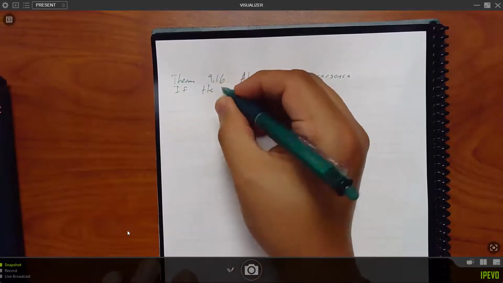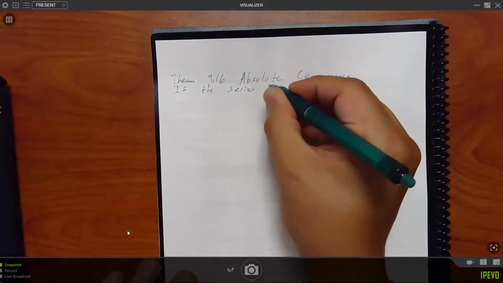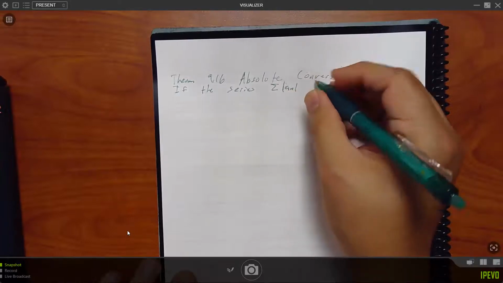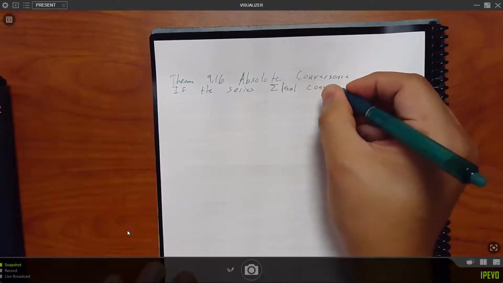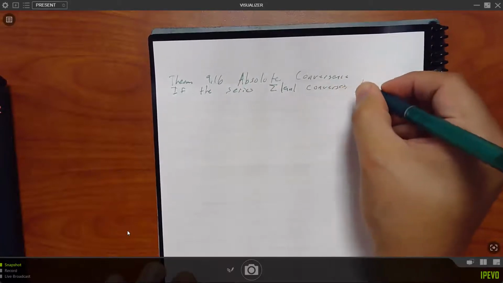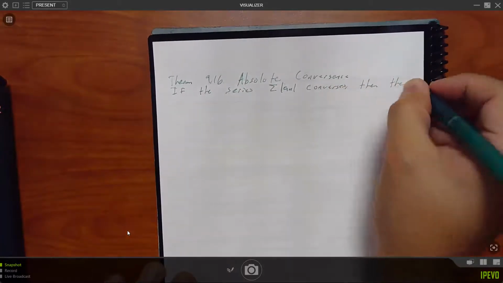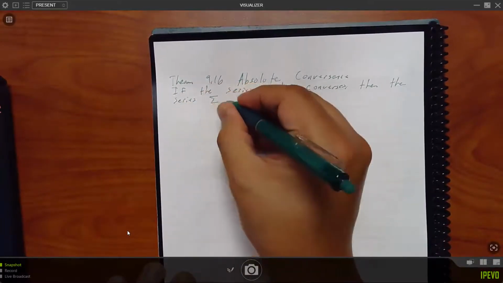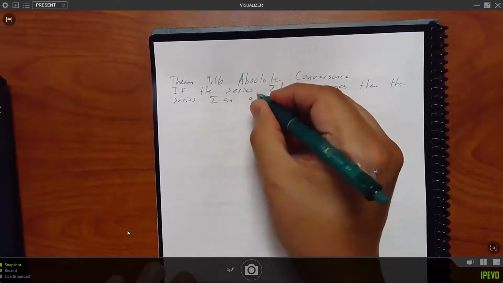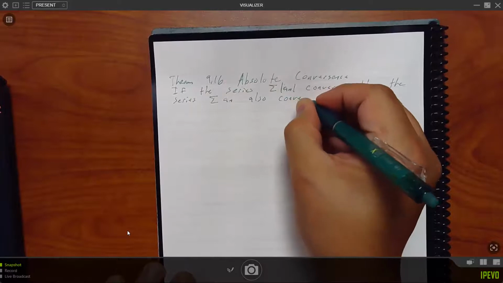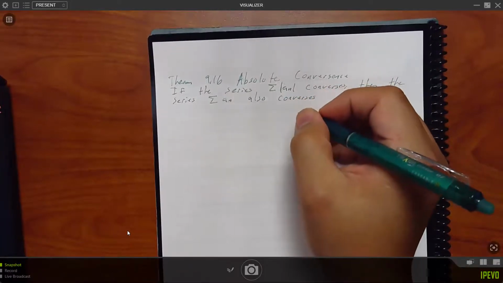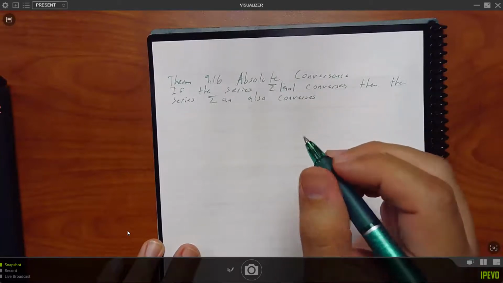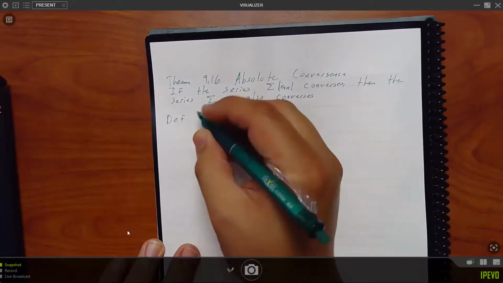So if the series of the absolute value of a sub n converges, then the series of a sub n also converges. Here's the definition of absolute convergence.